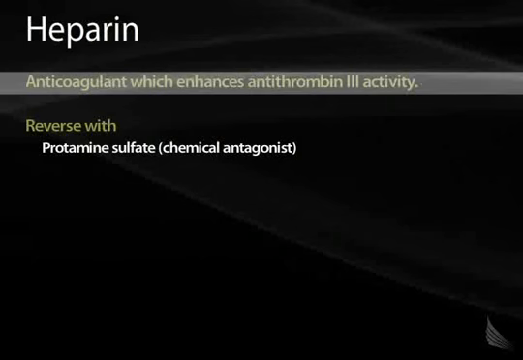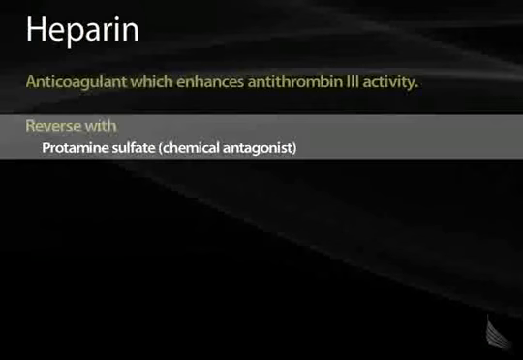Heparin is another anticoagulant. It works by enhancing antithrombin 3, which inhibits thrombin. Heparin overdose can be reversed with protamine sulfate. Remember that protamine is a chemical antagonist that binds heparin and prevents it from binding antithrombin 3. But in general, heparin has a very short half-life, so simply waiting in a patient that's received too much heparin will allow the heparin level to decrease.